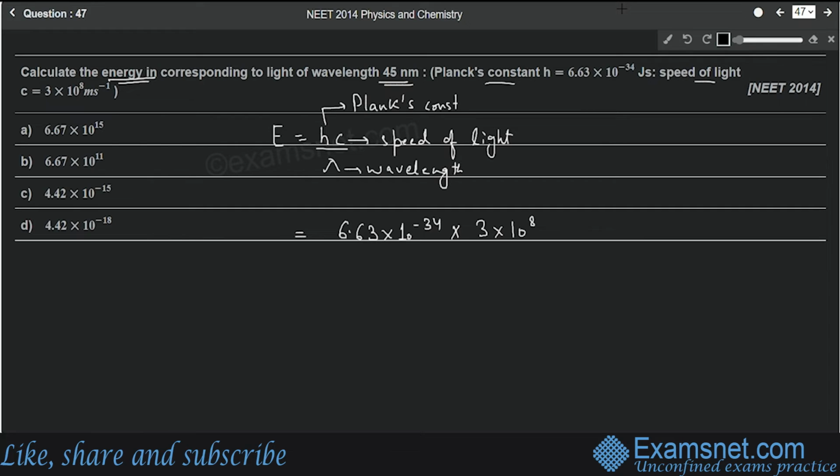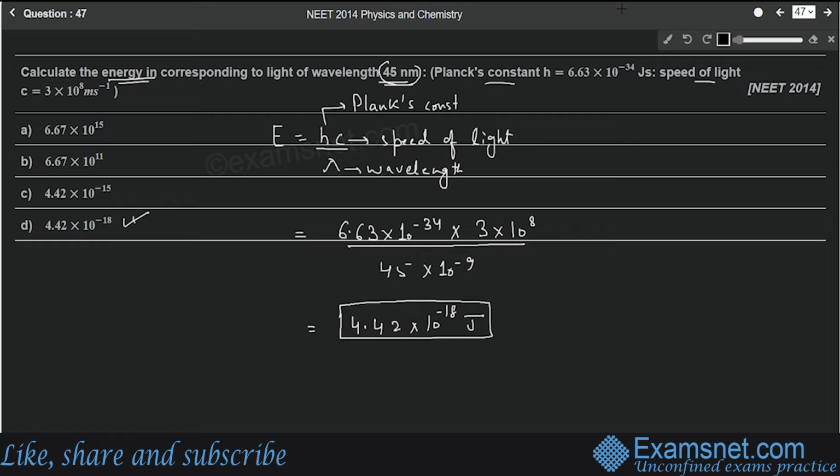Units are given in the question, right? Upon wavelength lambda, that means 45 nanometer. So 45 nanometer means 45 into 10 to the power minus 9 meter, right? On solving this, you'll get the value 4.42 into 10 to the power minus 18, and the unit of energy is joule. So 4.42 into 10 to the power minus 18 joule will be the answer. That means option number D is the correct answer.